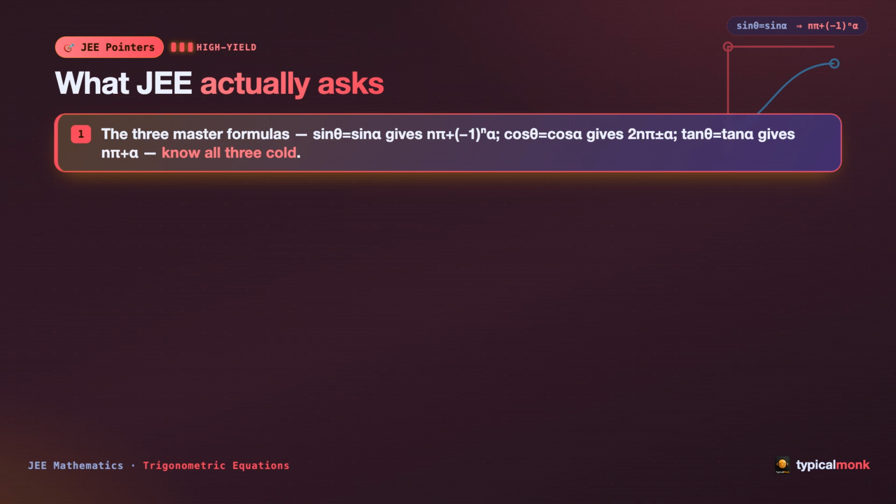Now sit up straight. These 5 lines are what JEE actually asks year after year. 1. Know the 3 master formulas. Sin theta equals sin alpha gives theta equals n pi plus minus 1 raised to the n times alpha. Cosine theta equals cosine alpha gives theta equals 2n pi plus or minus alpha. Tangent theta equals tangent alpha gives theta equals n pi plus alpha.